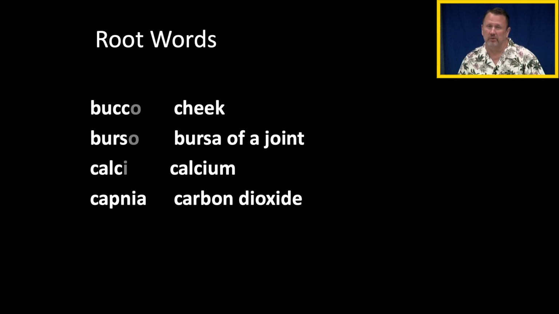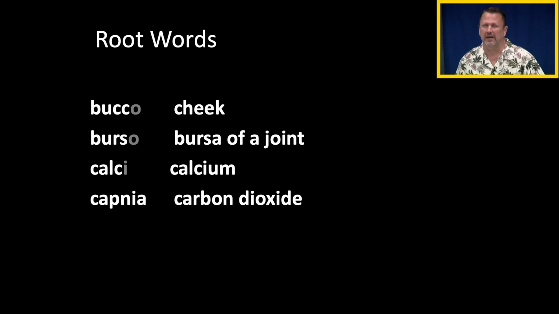Calca refers to calcium. Capnia has to do with carbon dioxide. And so when we refer to hypercapnia, that means a buildup of carbon dioxide.